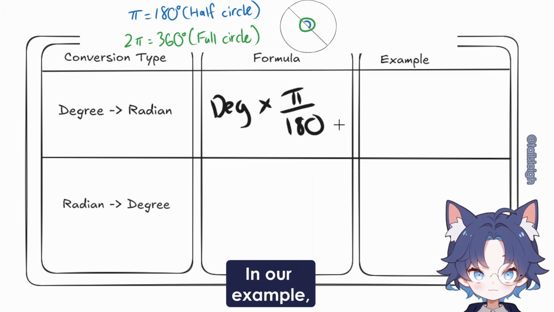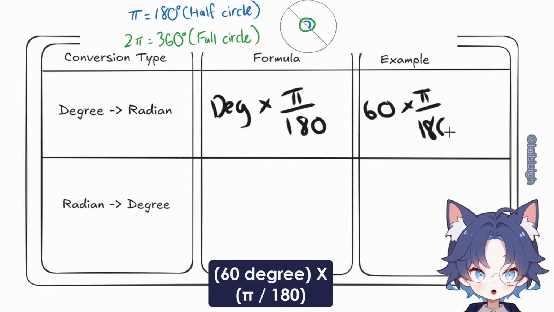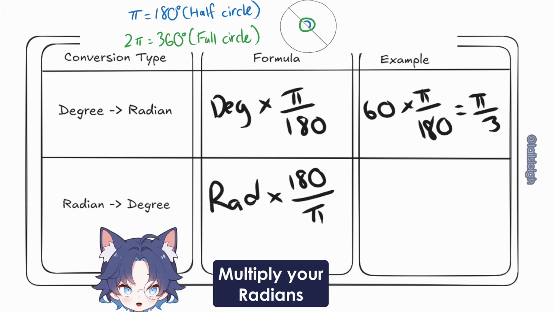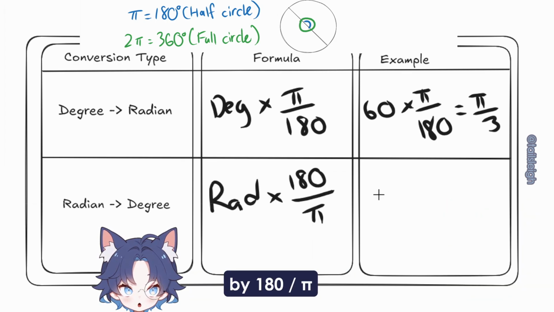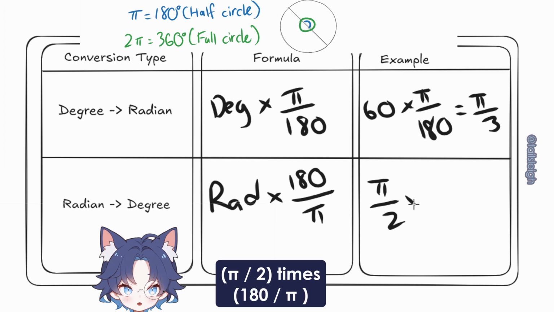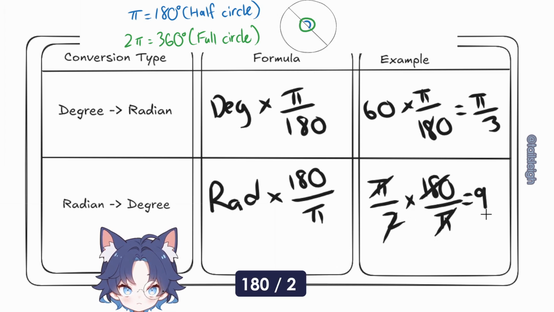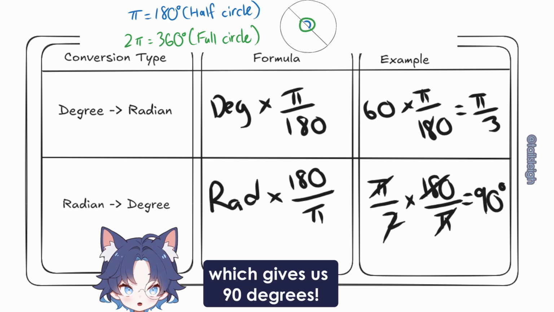In our example, 60 degrees multiplied by pi over 180 gives us pi over 3. Going to degrees, multiply your radians by 180 over pi. Quick example, pi over 2 times 180 over pi. Pi's cancel out instantly. You're left with 180 divided by 2, which gives us 90 degrees.